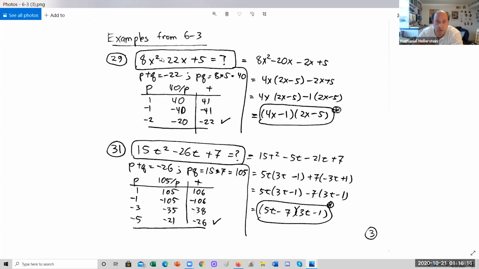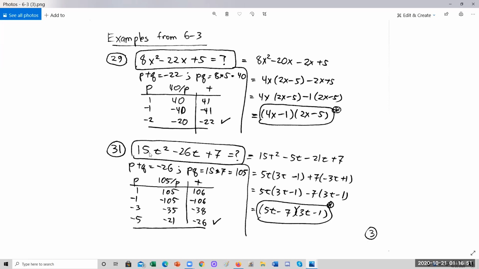So here we go. We write minus 22x as minus 20x minus 2x. 8x squared minus 20x minus 2x plus 5. All right, 8x squared and 20x have a common factor of 4x; when you divide it out, 2x minus 5. Then minus 2x plus 5: that's wrong signs, so we pull out a negative 1, and that's times 2x minus 5. So 4x times 2x minus 5, minus 1 times 2x minus 5. Remove a common factor of 2x minus 5, and we are left with 4x minus 1.